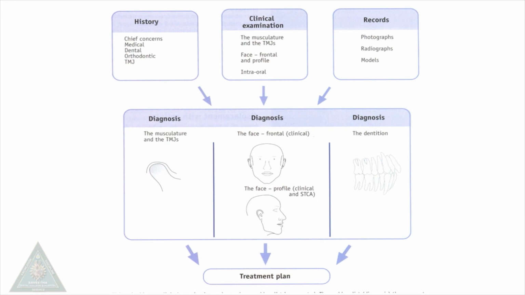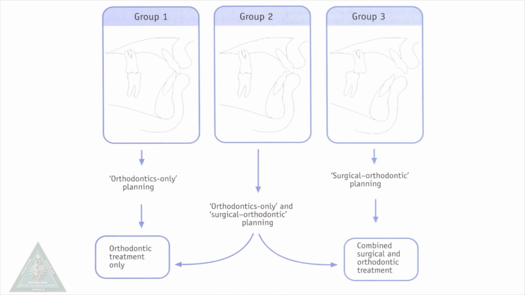So, once a patient comes, we take a history, do the clinical examination and collect all of the records. Once a diagnosis is arrived at, the patient is either taken up for an orthodontic treatment or a surgery, and orthodontic treatment is planned in a combined fashion.